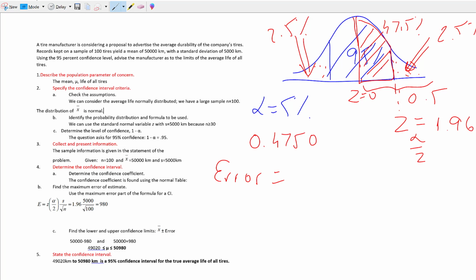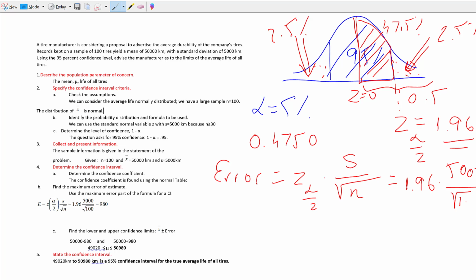So this will be the z value that we just read from our table times the standard deviation of our sample divided by the square root of n. So it will be 1.96 times 5,000 divided by the square root of 100. So this will give us an error of 980.